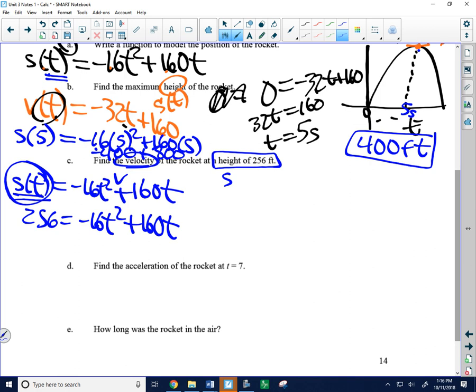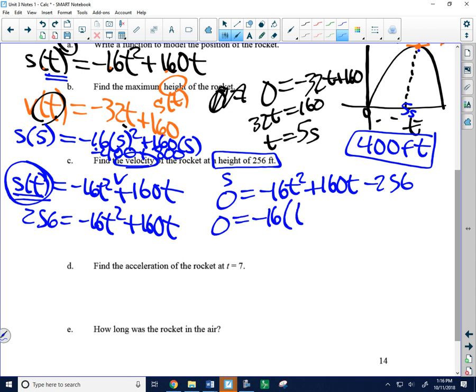To solve this one, it's quadratic. I'm going to subtract 256 from both sides. So we get negative 16t squared plus 160t minus 256. I try to factor first, and I can at least do a GCF for negative 16. I get t squared. Here when I divide by negative 16, I'll get negative 10t. And then negative 256 divided by negative 16 is positive 16.